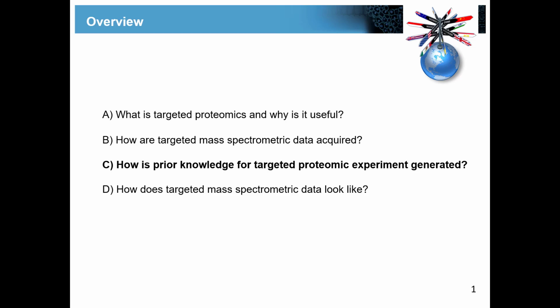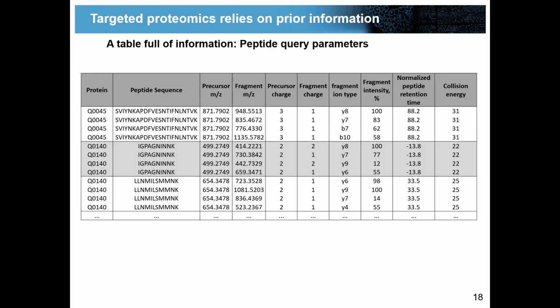Cool. So then let's look at how this prior knowledge is generated to do exactly such an SRM experiment. The knowledge is actually also needed to do a PRM or a DIA targeted analysis as well. So I already told you what you need are these peptide query parameters, and peptide query parameters are nothing more than a list or a big table with information. This is typically the format in which these peptide query parameters are gathered, and these are the important columns. It's very similar to the table that I just showed you before for our little toy peptide example.